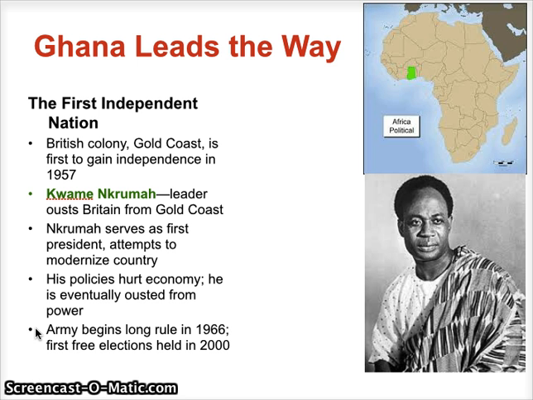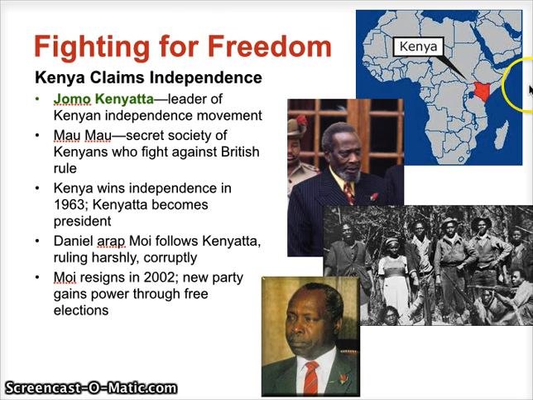So from 1966 to 2000, that was only 14 years ago, we have a shift in Ghana going from military power to police power and civilian power, which means that up until 14 years ago, Ghana never even had their own elections. The next country we're going to jump to is Kenya.